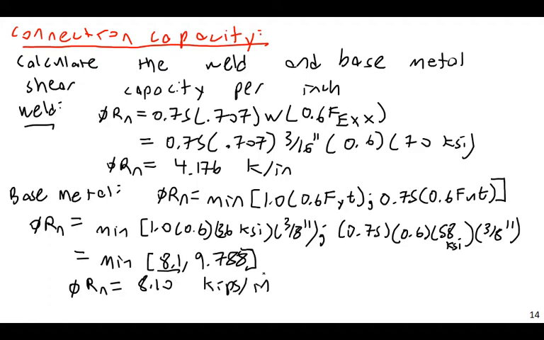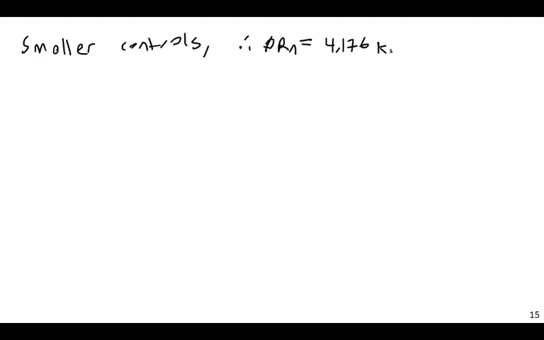Now, we have the capacity of the weld and the base metal, both in terms of kips per inch. How we handle this is we go with the minimum. So the smaller controls. Therefore, phi-rn is going to be equal to 4.176 kips per inch.